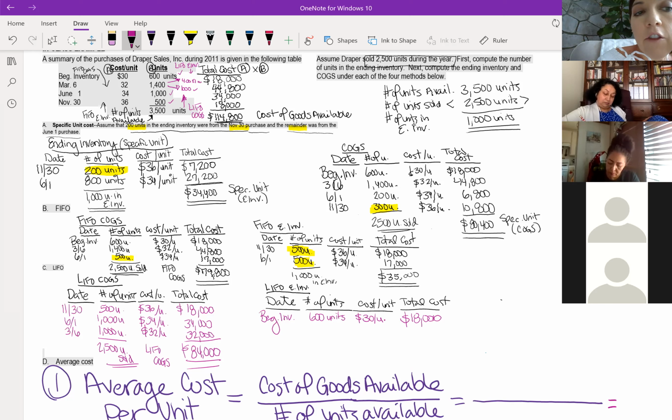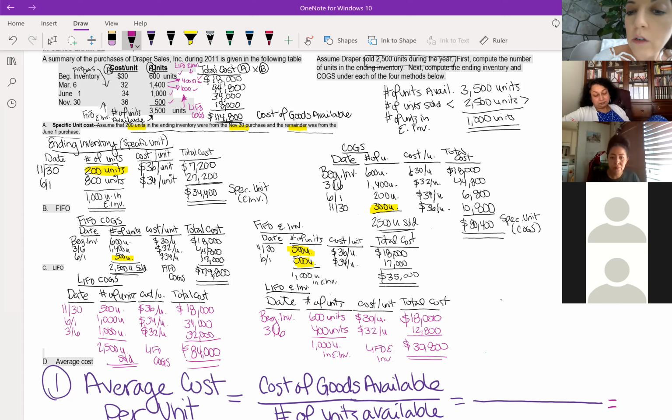We know that 400 of those units from March 6th were not sold, which is the next oldest layer. $32 per unit for a total cost of what value? 12,800. 1,000 units are left over in ending inventory with a total value for LIFO ending inventory of what? $30,800, which should be lower than FIFO's ending inventory, because FIFO's ending inventory is going to be the greatest value. It's based on the newest purchases.